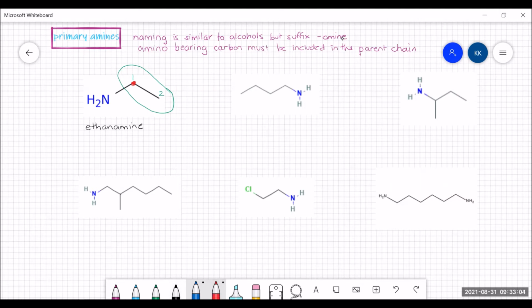All right, so you identified the amino-bearing carbon, you found the longest carbon chain, and this was 1, 2, 3, 4 carbons, so this is butanamine. However, unlike ethanamine, butanamine is going to need a number to show where the amino group is, because the amino group could be on the first or the second carbon atom. This time it's on the first, so this is butan-1-amine.